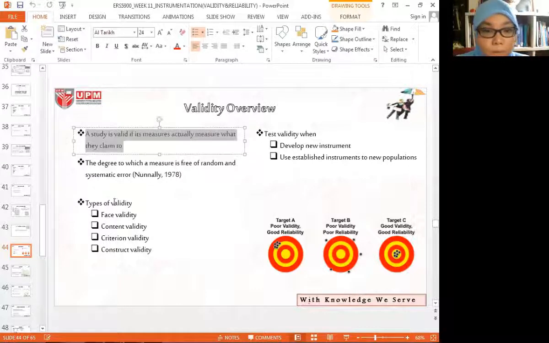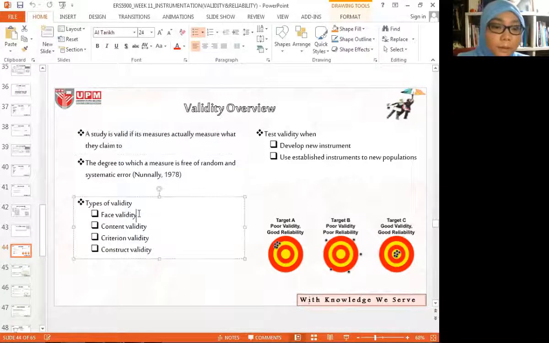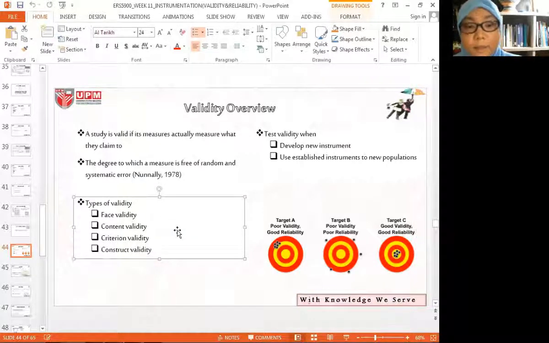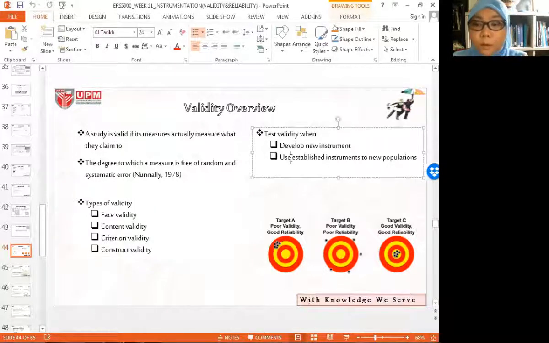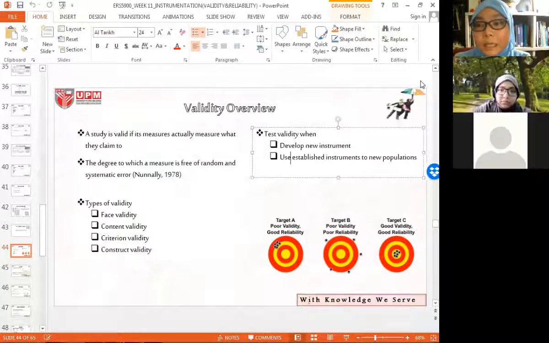Okay, so there are 4 types of validity: face validity, content validity, criterion validity and construct validity. So we test validity basically when we want to develop a new instrument. And then we test for validity as well when we want to use an established instrument on a new population. So basically when you do any study, you have to test for validity.